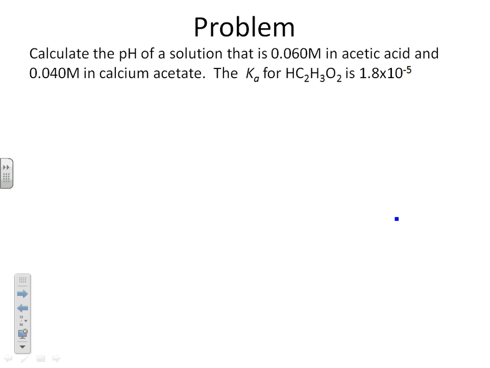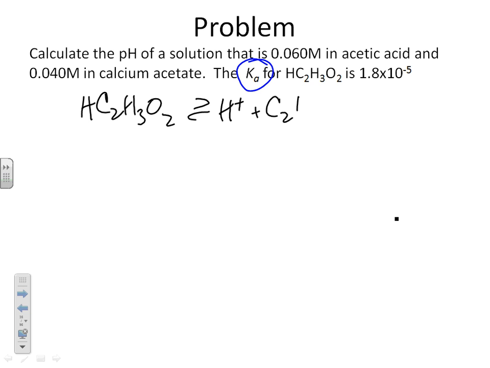So we start by writing our reaction. What reaction do we write? They give us the Ka value for acetic acid, so we want to write the Ka reaction that goes with it, meaning the acid dissociation reaction for acetic acid. So acetic acid, HC₂H₃O₂ goes to H⁺ plus the acetate ion, C₂H₃O₂ with a charge of -1.